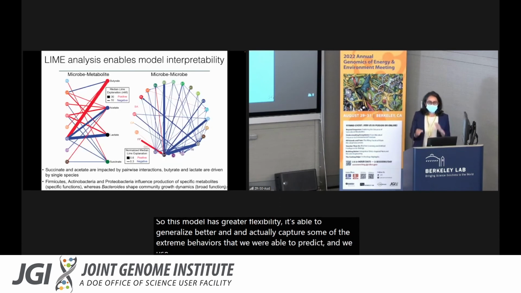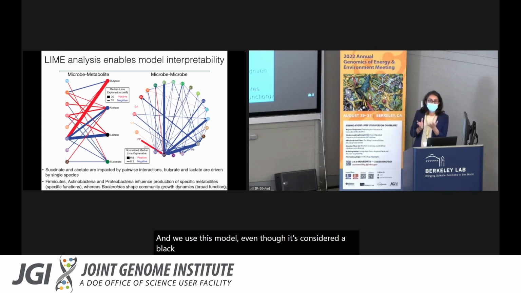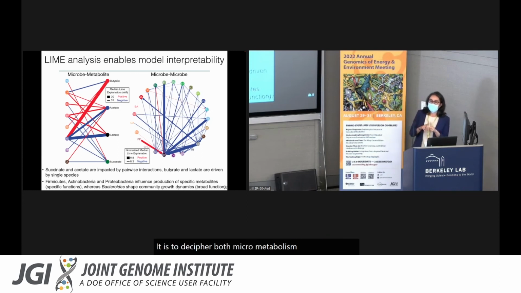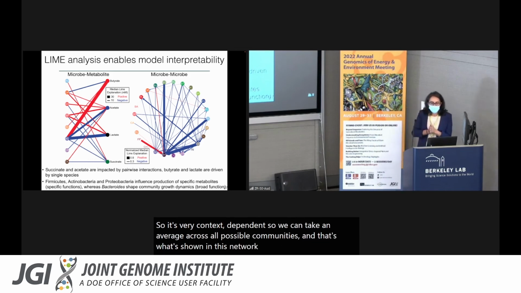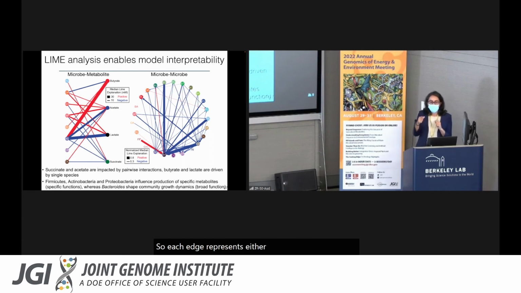And we use this model, even though it's considered a black box model, and it is, to decipher both microbe metabolite interactions and microbe-microbe interactions. So now we can look directly at these interactions. Every community has different interactions. So it's very context dependent. So we can take an average across all possible communities, and that's what's shown in this network. So each edge represents either a positive or negative interaction between two variables in our system.